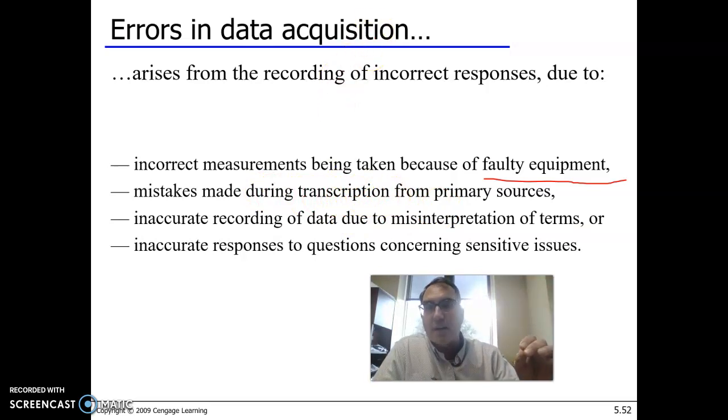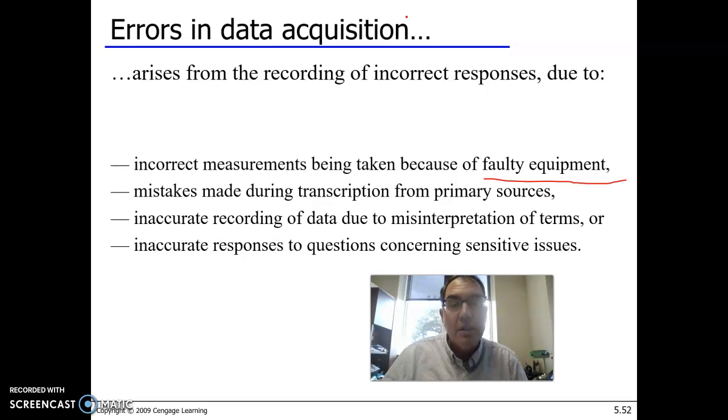That's a type of error in data acquisition. It's a non-sampling error. If you give a survey that maybe is ambiguous, where people don't understand the terms, so they give you a response that's wrong because they didn't really understand it, or if it's a sensitive issue, that also falls under errors in data acquisition. Maybe you asked something sensitive and they didn't give you a real response because they were embarrassed to do so. That's an error in data acquisition. Errors in data acquisition is a form of non-sampling error. As such, they can't be reduced by sampling more. They're just perpetuated in our sample.